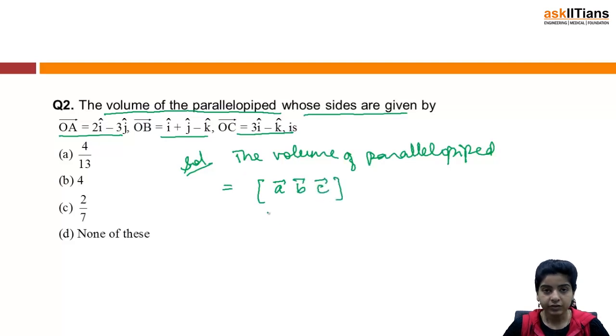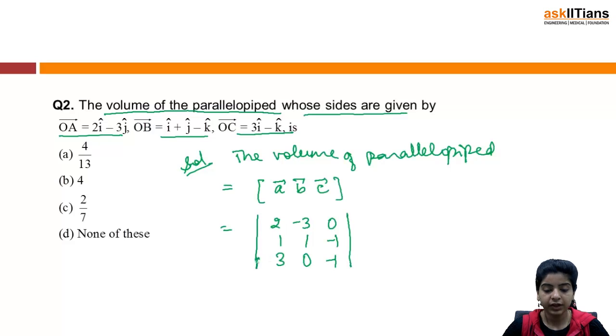we have already discussed this formula, so we will just find this term. If you remember, this can be written as a determinant. We write in the first row the components of A, followed by the components of B in the second row, and finally the components of C in the third row. So here we have 2, minus 3, 0. OB is i plus j minus k, so we have 1, 1, minus 1, and OC is 3i minus k, so we have 3, 0, minus 1.